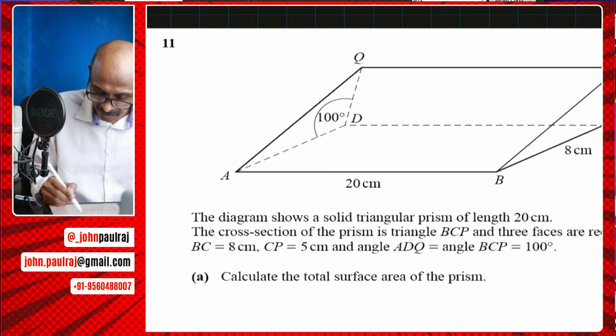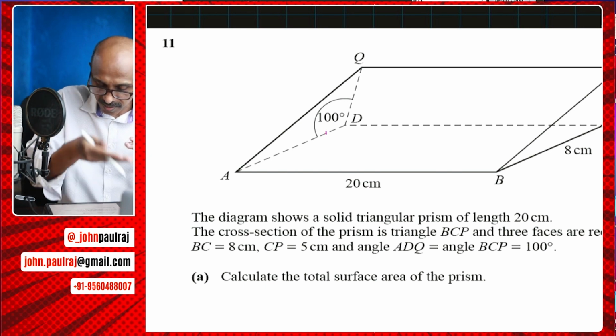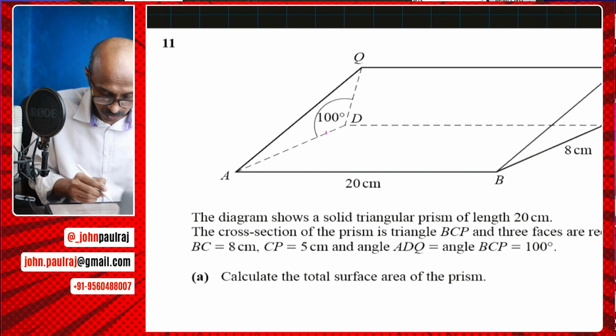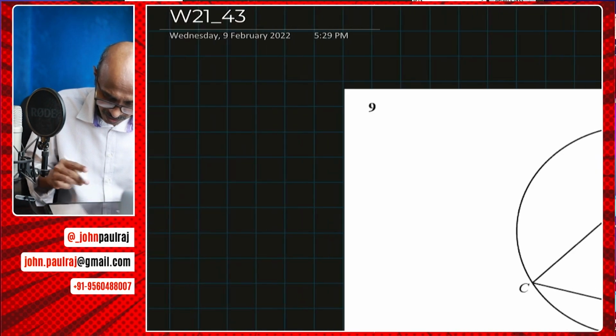Remember that there's a triangle here. I think using trigonometry here because the angle is 100 degrees, okay. So you find the area of those 2 triangles, and then there are 3 rectangles and those 2 triangles. Add up all those and get the total surface area.